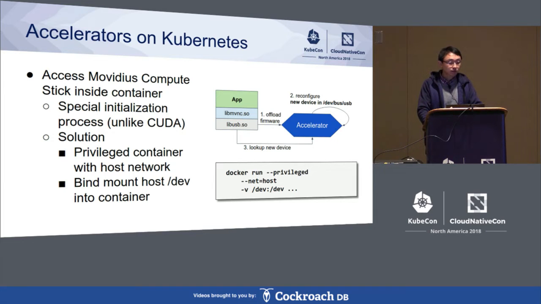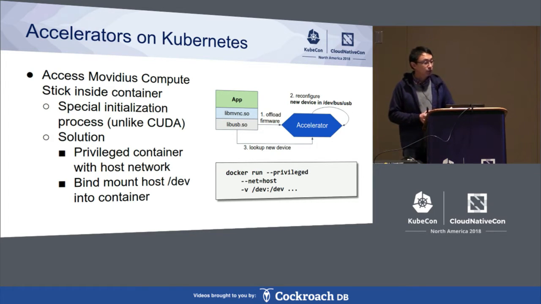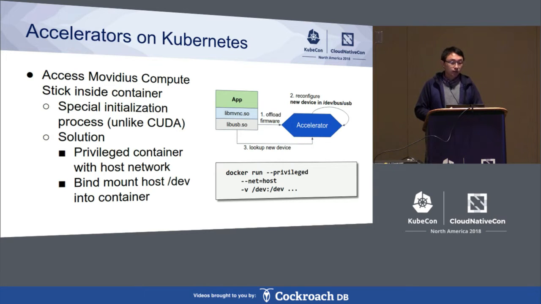Okay, the first problem is how we want to use these sticks in Kubernetes. It's different from the common practice of using a normal GPU. The sticks are controlled directly using the SDK from the application, and the SDK is using libUSB to initialize the device. The initialization process will always first offload the firmware and then reset the device. As a result, every time the SDK connects to the stick, it will recreate a new device on the host. So it's impossible to bind mount the device node into the container.